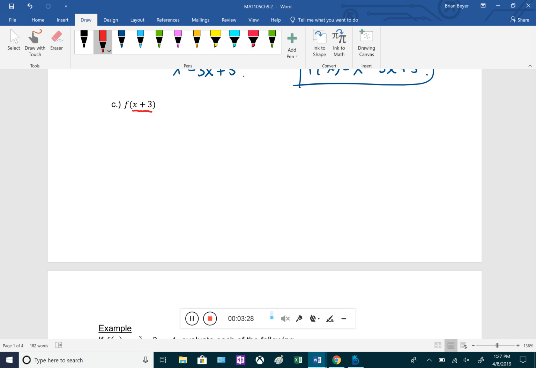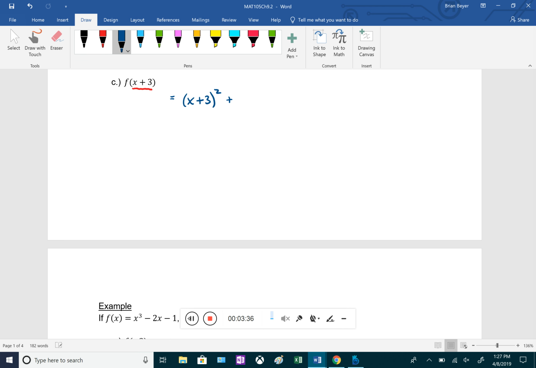So this is going to be x plus 3 squared plus 3 times x plus 3 plus 5. So instead of an x, it turned into x plus 3.